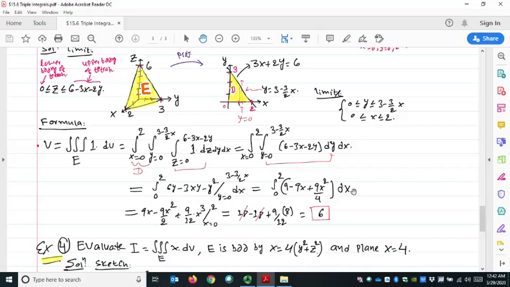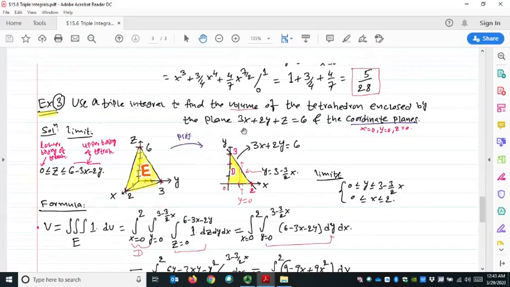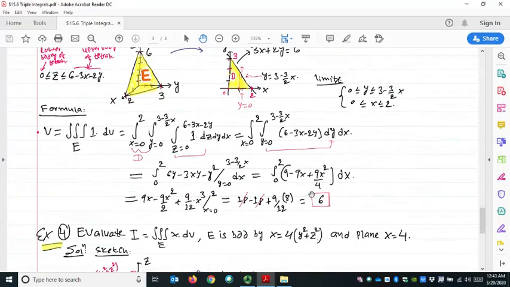Then the last integral is integrated with respect to x, and put the x limits, x equals 0 to 2, and simplify. We got 6. So we found the volume of this tetrahedron using triple integral as 6. Great. Let's move on.